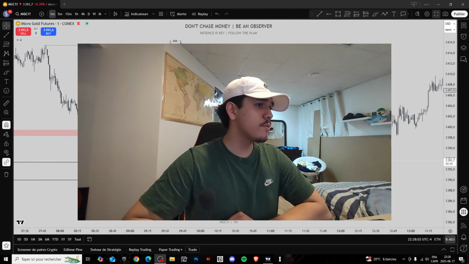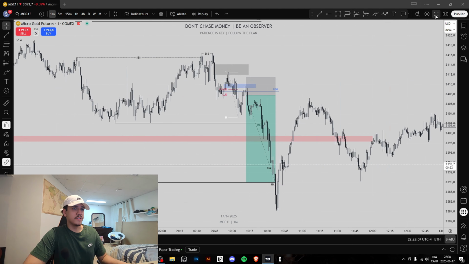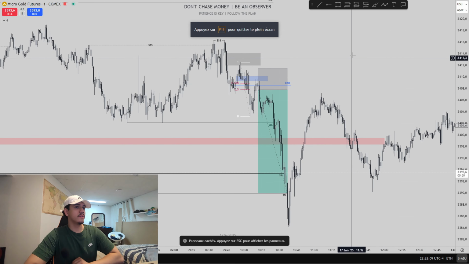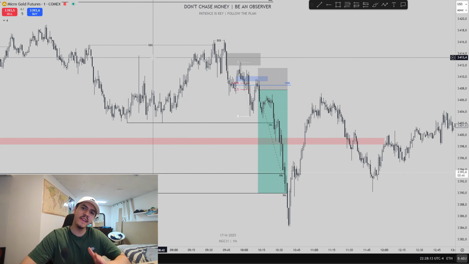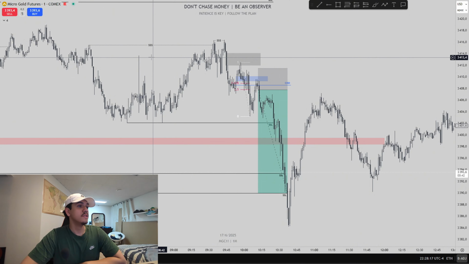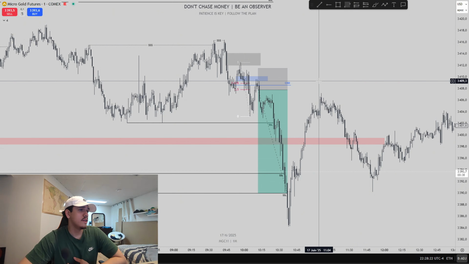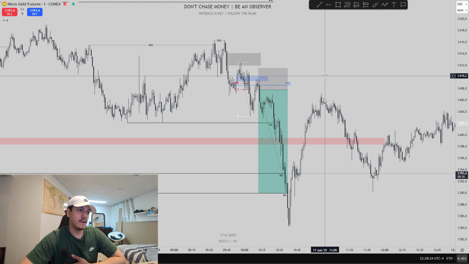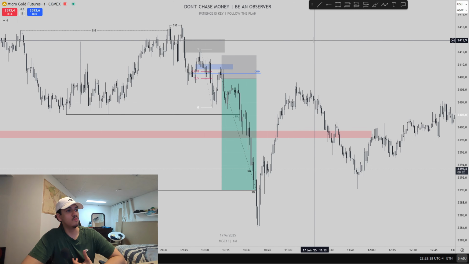So here we go. Today, as you can see, I'll put this on full screen to see better. As you can see, in gold I made money. Today it was a green day and a great day. I'm going to explain why I entered here, why I took this trade, what happened, what my confluences were, and what my setup was.